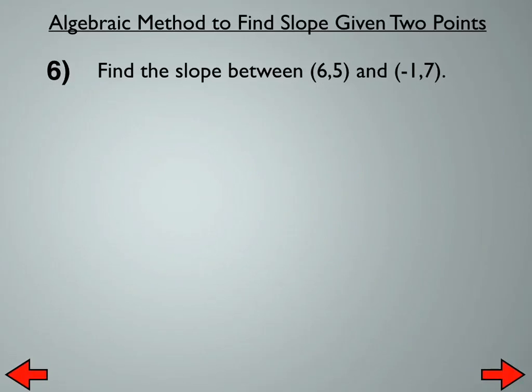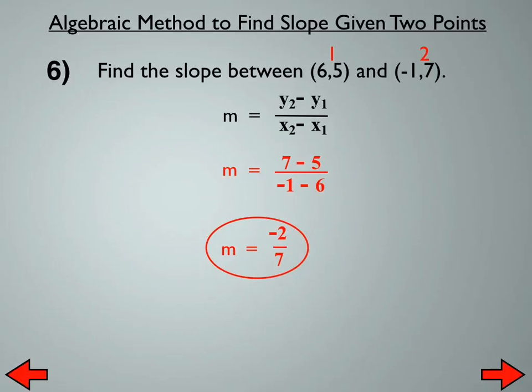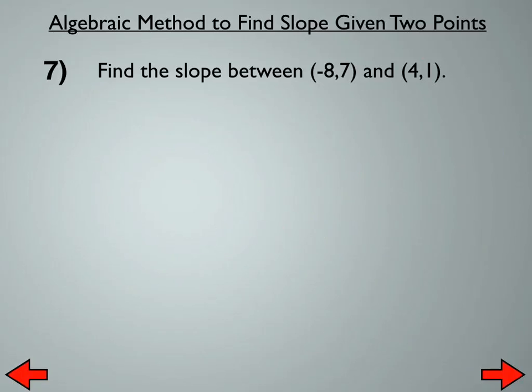All right, Aaron, what did you come up with? Negative 2/7. Using the slope formula, the second y is 7, the first y is 5, so that's 7 minus 5 over the second x, negative 1, minus the first x, which is 6. When we simplify that, we end up with 2 over negative 7, which is negative 2/7. All right, let's do one more of those.